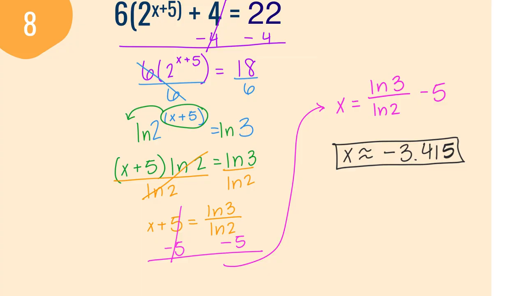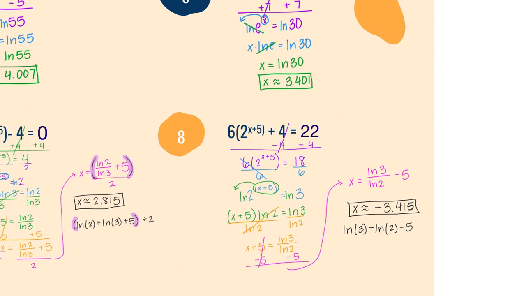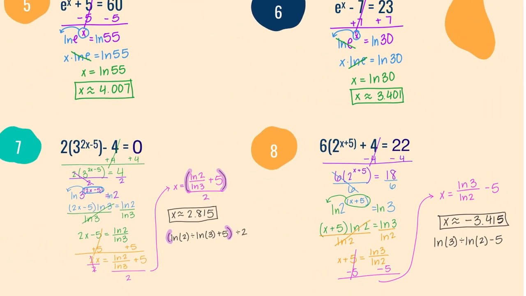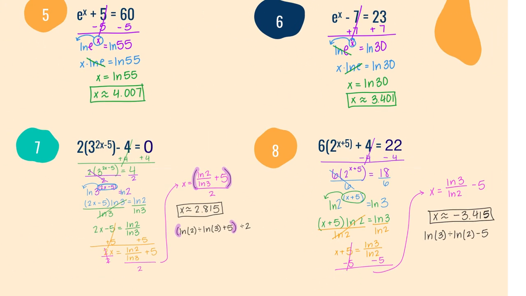And just showing you again what this one looks like, I don't have to put the whole top in parentheses, so I just did ln, open parentheses 3, closed it, divided by ln, 2, closed it, minus 5. That one was pretty easy. So again, this is a calculator section. Please make sure you know how to use them.